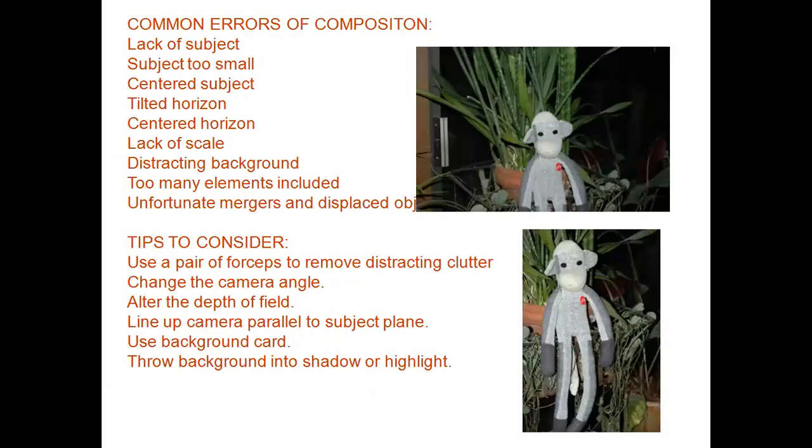Common errors of composition: lack of subject, too small or centered subject, tilted horizon, centered horizon, lack of scale, distracting background, and too many elements included. We also have unfortunate mergers and displaced objects. To fix these, remove distracting clutter, change the camera angle, alter the depth of field, line up the camera parallel to the subject plane, and use background control, throwing the background into shadow or highlight.